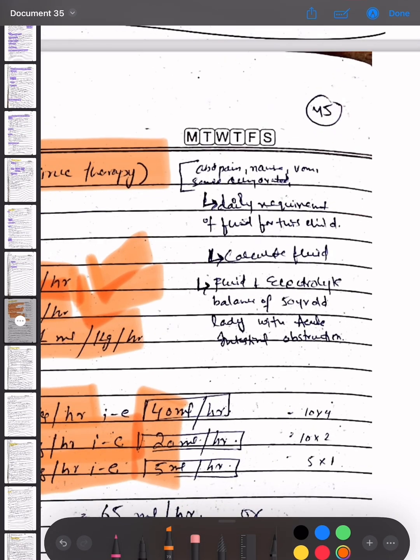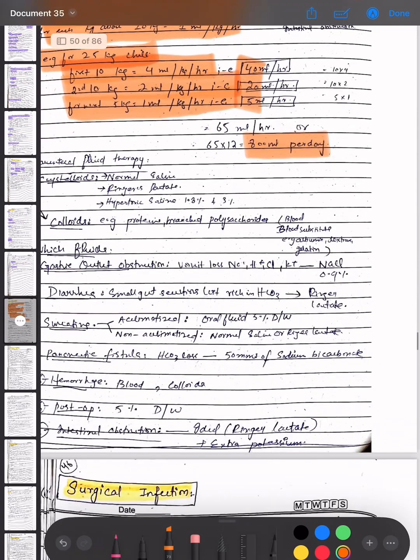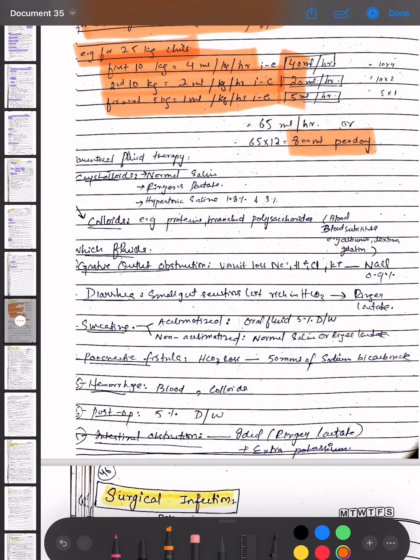Now we have the fluid and electrolyte balance of a 50-year-old lady with acute intestinal obstruction. For the 50-year-old lady you have to calculate the fluid balance. Now, what are the fluid therapies? We have parenteral fluid therapy. In this we have crystalloids. The crystalloids are normal saline, Ringer's lactate, and hypertonic saline 1.8% and 3%. Then we have colloids, for example proteins, branched polysaccharides, and blood substitutes, for example albumin, dextran, and gelatin.